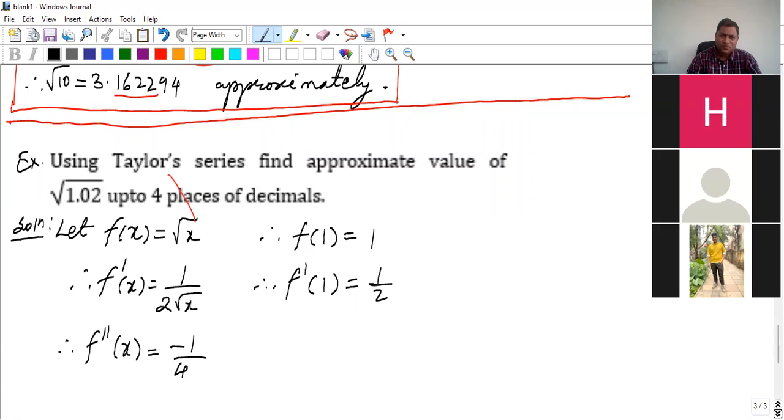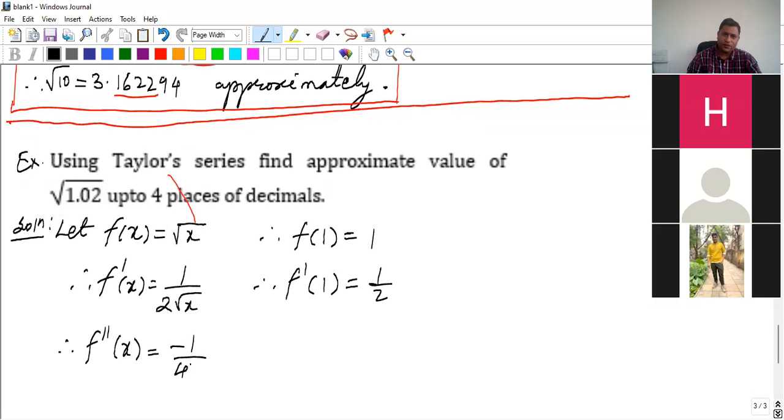Sir, will it be only root, or can any function come, like sine of any value? Any function. We are having this example, so that's why we are using root. It can be any function.